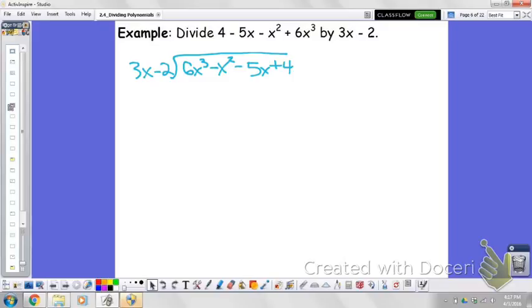Okay, so we'll do 6x cubed divided by 3x, which is 2x squared. So I write that above the x squared. So I have 2x squared. Multiply 2x squared by 3x minus 2, and I will get 6x cubed minus 4x squared.